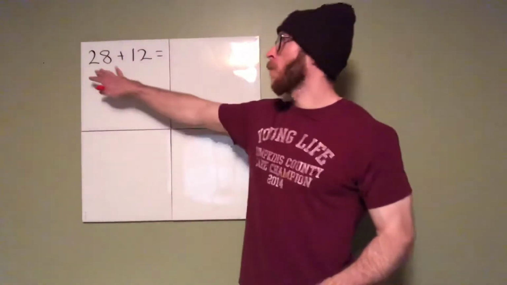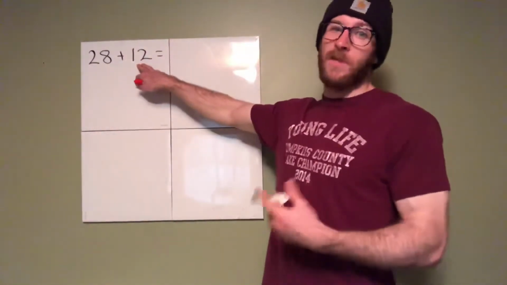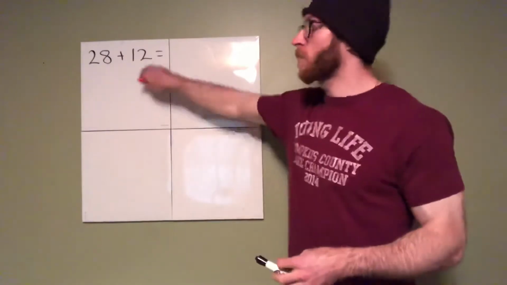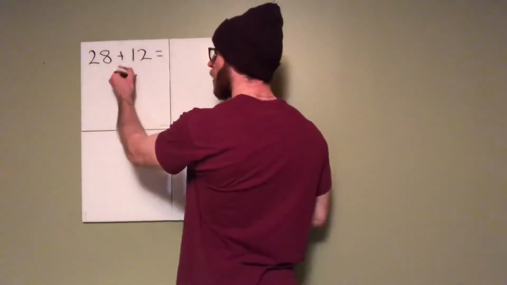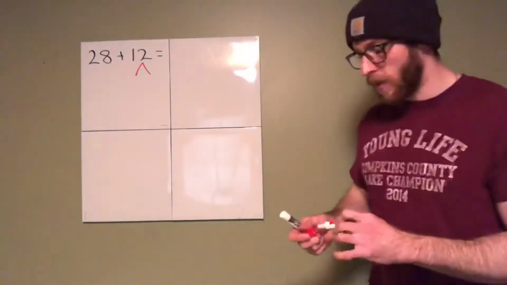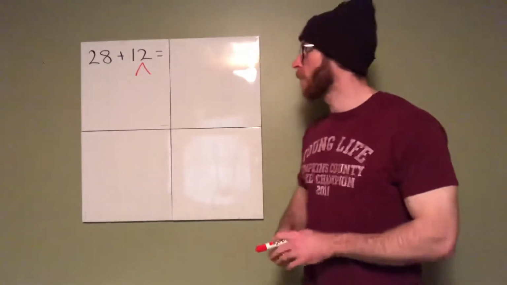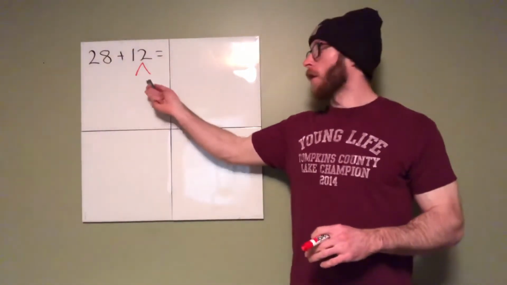Let's start with our number bond. I'm going to take the smaller number, because I like adding smaller numbers onto bigger numbers. So I'm going to take the smaller number and split that apart with my number bond. So draw a number bond underneath the 12. I'll give you a little bit of time to write this up there if you haven't done that yet. 28 plus 12 with the number bond under the 12.